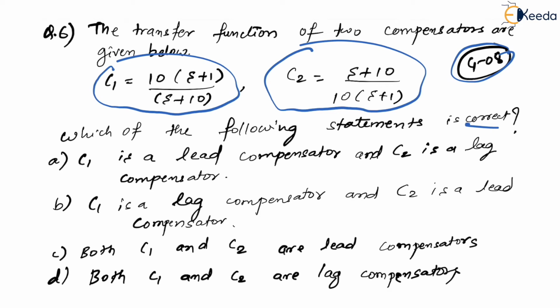What are they asking? C1 is the lead compensator and C2 is the lag compensator. Or, C1 is a lag compensator and C2 is a lead compensator. Both C1 and C2 are lead compensators. Both C1 and C2 are lag compensators. Now we need to check what is correct.